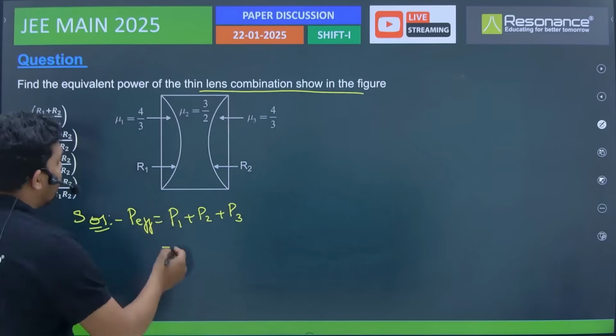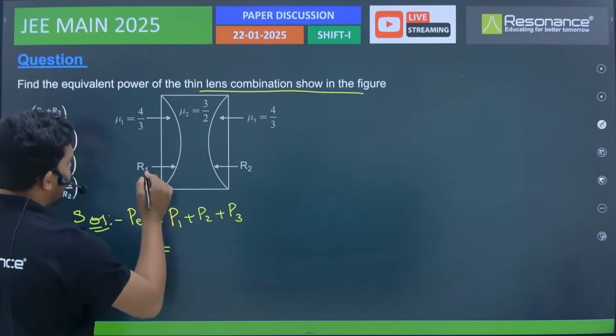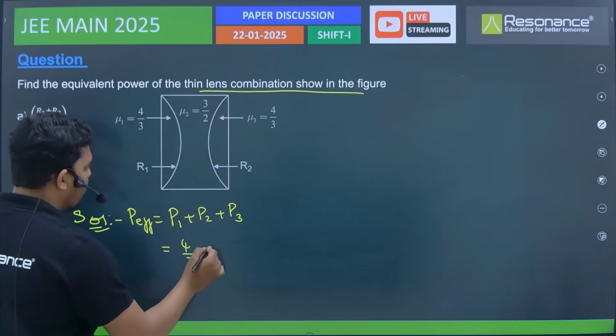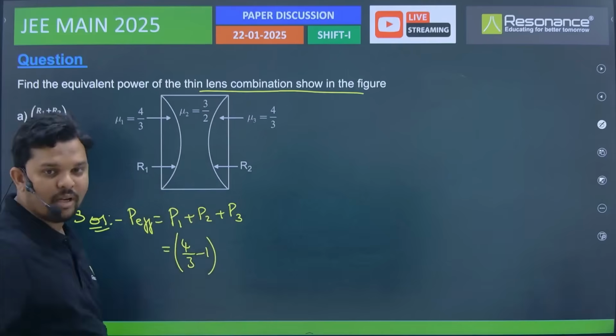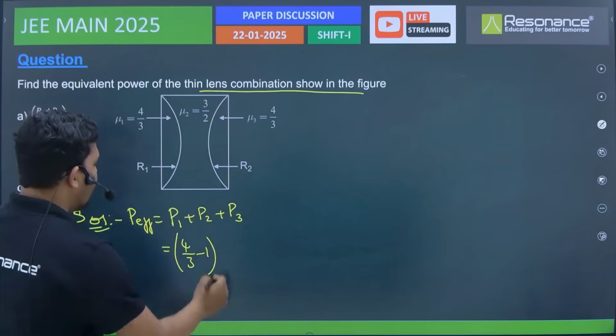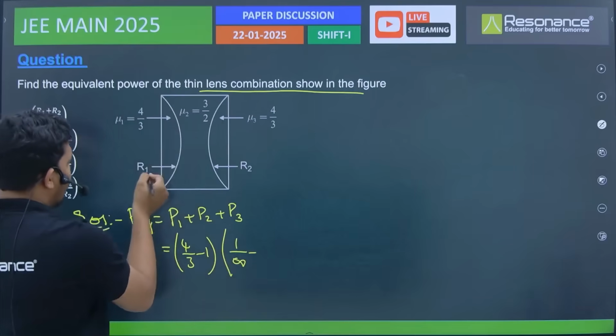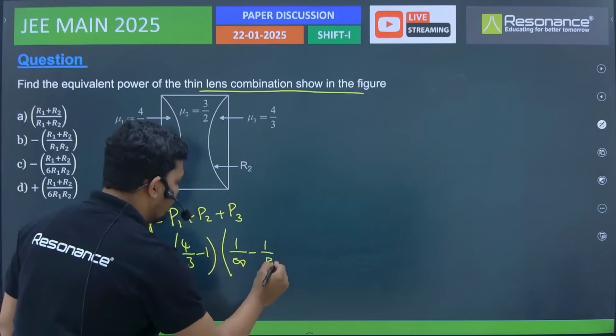So 1 by F1, indirectly I have to take that part. So 1 by F1, F1 is nothing but here mu1. So I wish to take directly. So that is going to be what? Mu1 is going to be 4 by 3 minus 1 into 1 by R1 minus 1 by R2. R1 is going to be infinity, and this part is going to be what? Minus of 1 by R2. So R2 in this case is going to be R1.